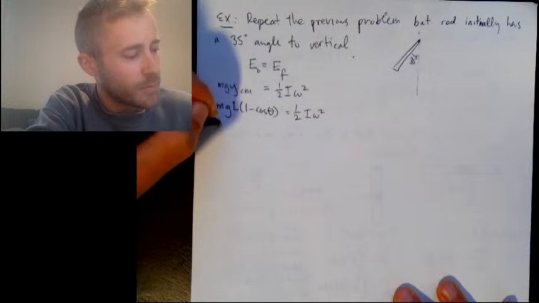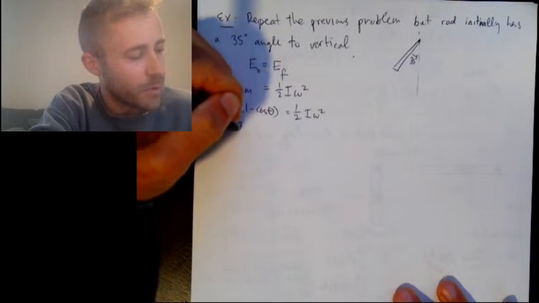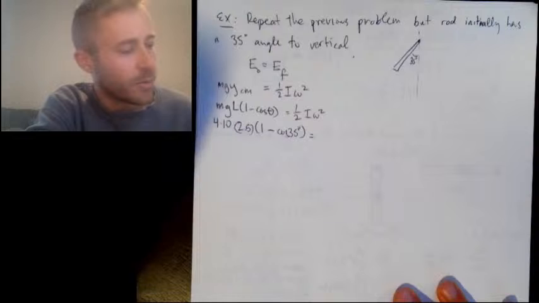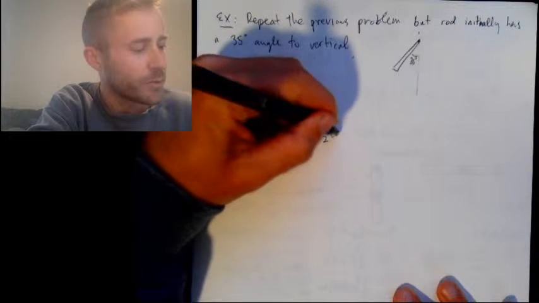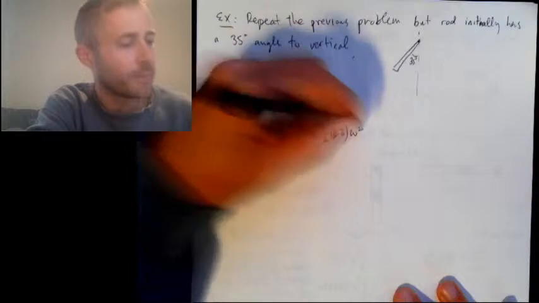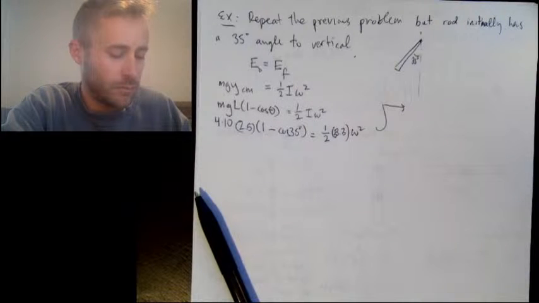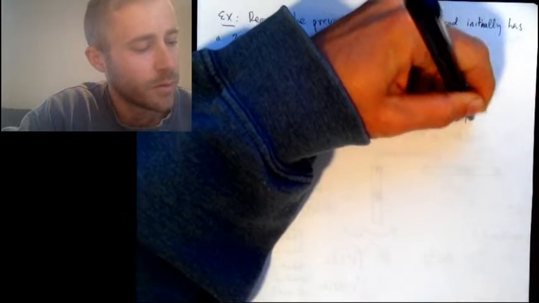It's a 4 kilogram rod. The length from the pivot point to the center of mass was half the rod, so 2.5, times the quantity 1 minus cosine of 35 degrees, equals 1/2 times, I believe the inertia was 33.3, omega squared. So this gives us an omega final of basically 1.04 radians per second.